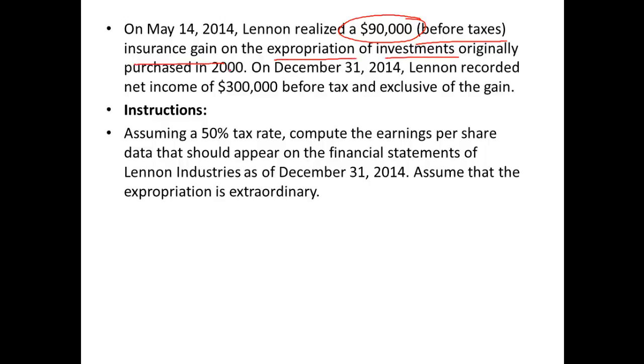Now coming to next, we are given that the company has realized $90,000 before tax insurance gain on the expropriation of investments originally purchased in 2000. On December 31st, 2014, the company has a net income of $3 lakh before tax and exclusive of this gain. It means this $3 lakh is exclusive of this $90,000 gain, and the tax rate is given as 50%, and we need to compute the earnings per share data that should appear on the financial statements of the company as on December 31st, 2014.